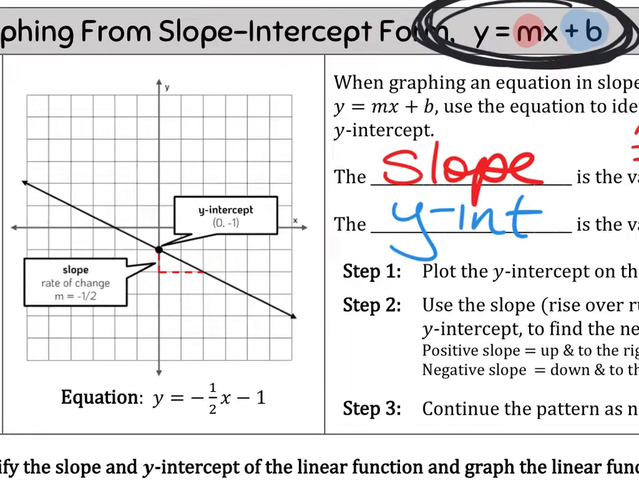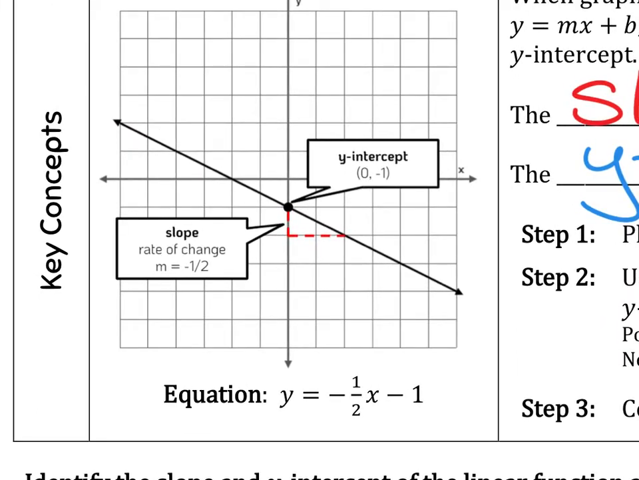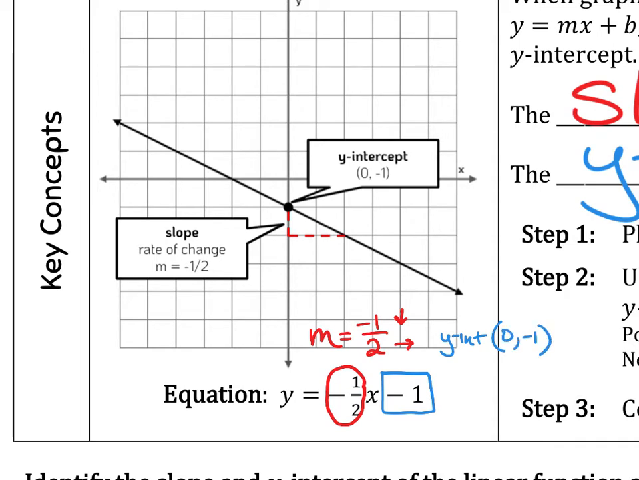Let's look at the example they gave us here. It says, graph the equation y equals negative 2x minus 1. We circle the slope. What's the slope? Negative 1/2. So I'm going to say the slope is negative 1 over 2. Should I be going up or down? Down, and always to the right. What's the y-intercept here? Negative 1 or minus 1. That means my graph is going to start or begin at the y-intercept 0, negative 1. That's what all of this information tells me.